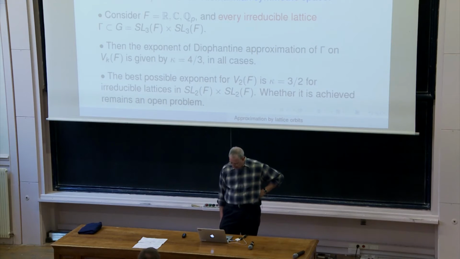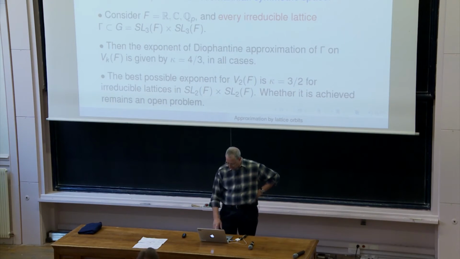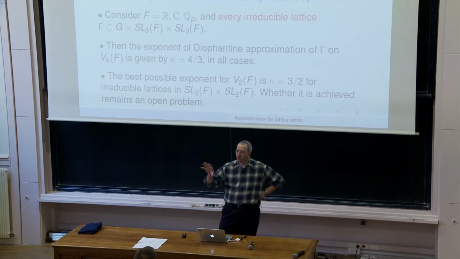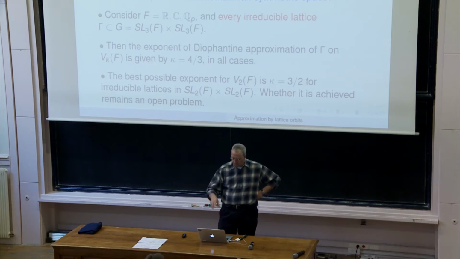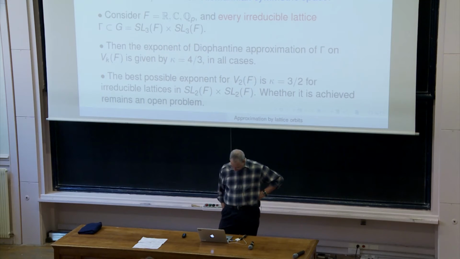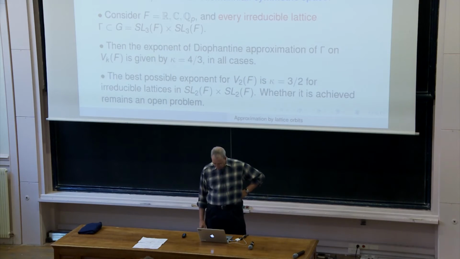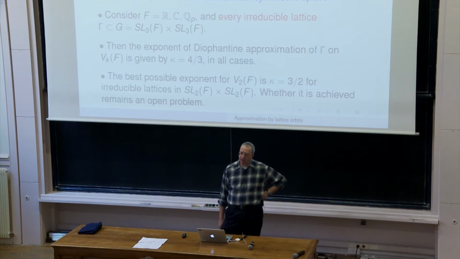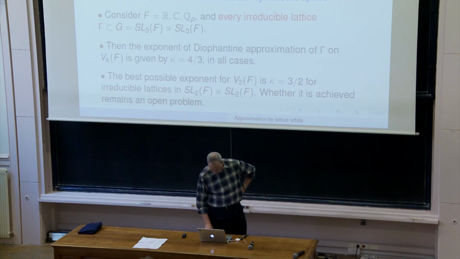And the best possible exponent, yeah, here there is a typo, I'm sorry. This is supposed to be, it's not V_K(F). I'm talking about the constant determinant variety of 2 by 2 matrices. So this last comment refers to 2 by 2 matrices. And for 2 by 2 matrices, the best possible exponent is kappa equals 3/2 for irreducible lattices in SL2 times SL2. But whether this is achieved in the dimension 2 case is an open problem again. And I'll try to explain that too.